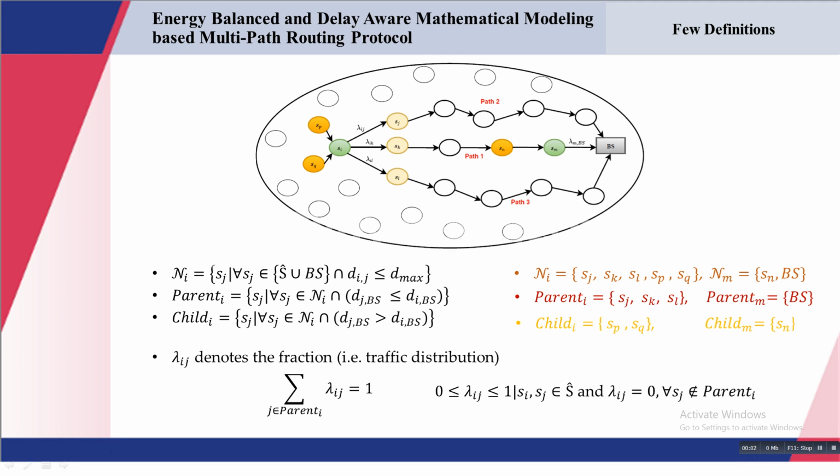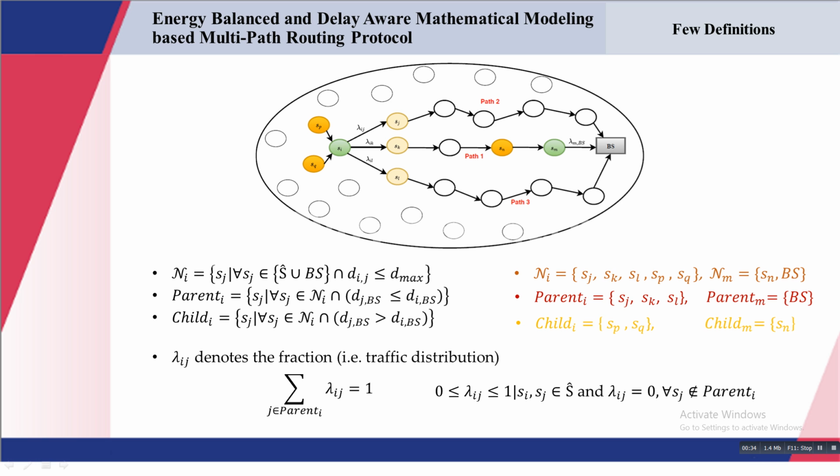Hello everyone. So guys, in the previous lecture we have learned how multipath routing is done and what is essential to determine in case of multipath routing. And we ended with the point that if we want to do multipath routing, then the main thing that we have to find is the value of lambda ij, and that is the traffic distribution.